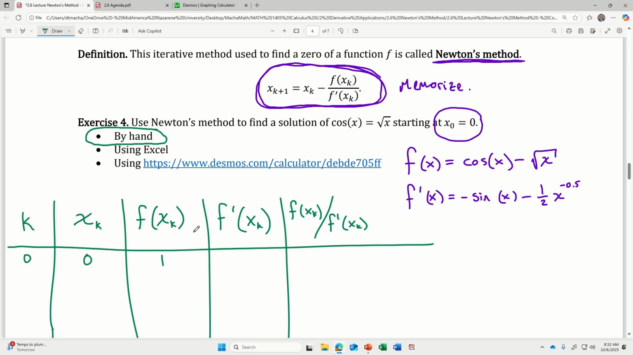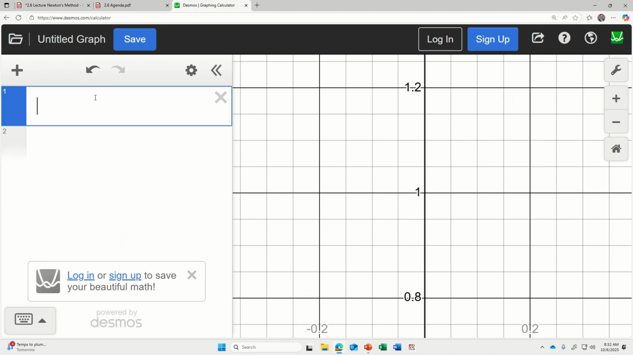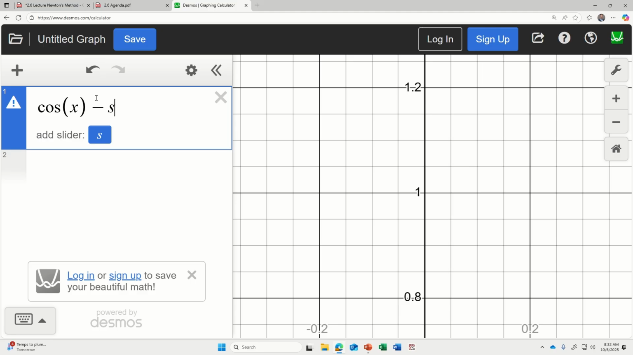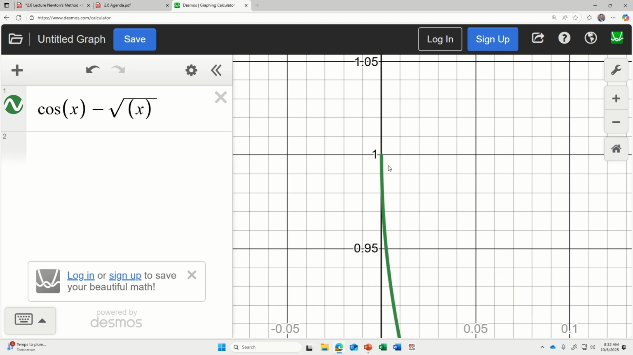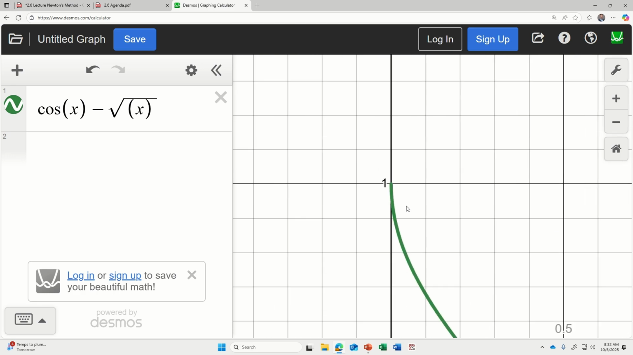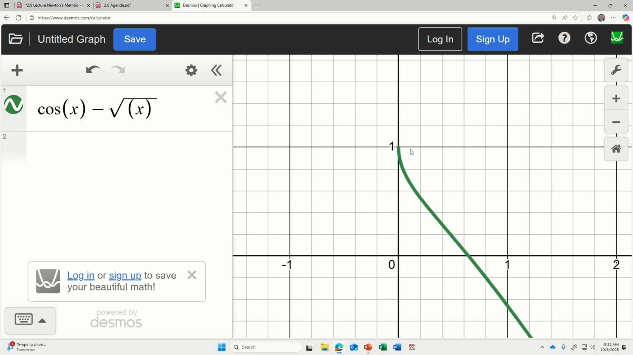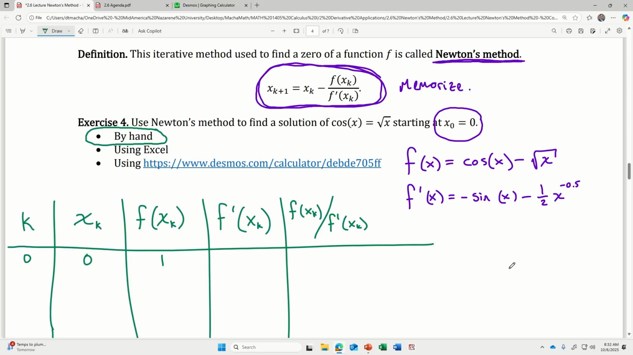Let me graph this really quick because I'm interested in seeing what this looks like. Cosine minus square root. Let's see how that goes. Okay, I see what's the issue. So this was a bad choice of initial iterate. Whenever I said start at x0 equals 0, that's not a good choice for initial iterate because in order to use Newton's method, I have to calculate the derivative at x0. But does everybody see what the problem is? Why I'm stopping here?